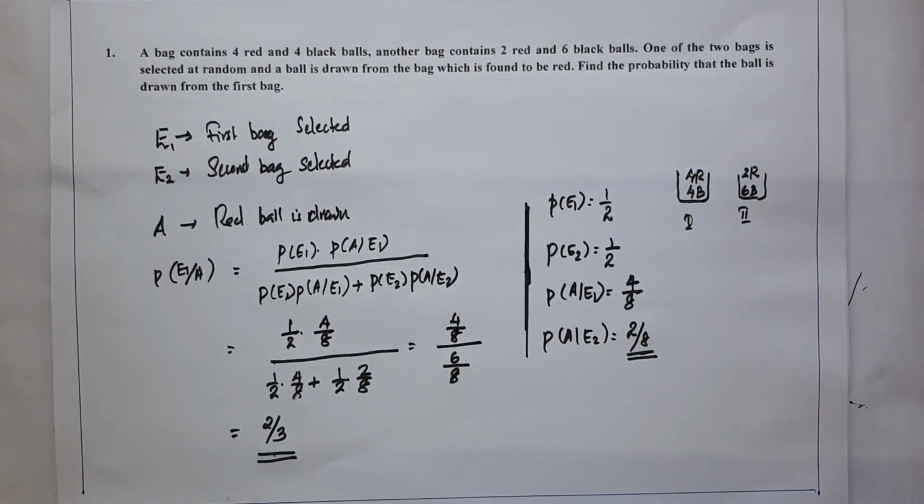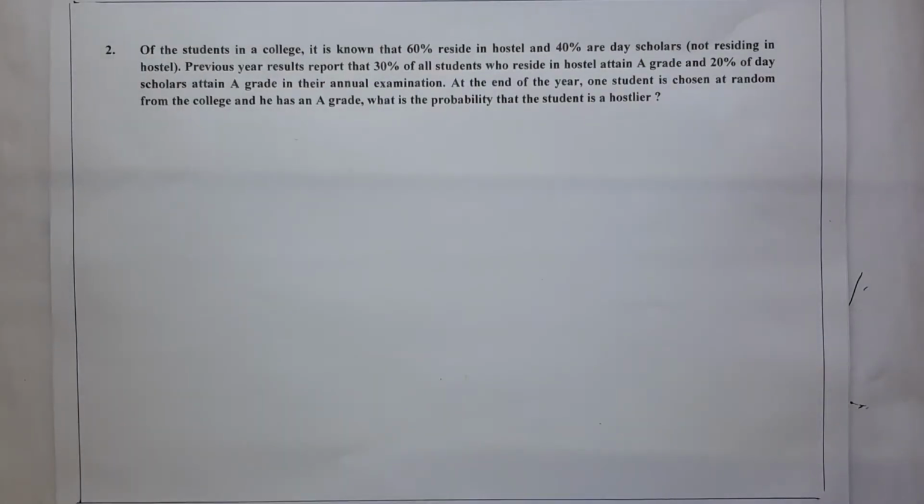Now, we discuss one more question based on Bayes theorem. Of the students in a college, it is known that 60% reside in hostel and 40% are day scholars. That means that they are not residing in hostel. Previous year result report that 30% of all students who reside in hostel attain A grade and 20% of day scholars attain A grade in their annual examination. At the end of the year, one student is chosen at random from the college and he has an A grade. What is the probability that the student is a hostelier?